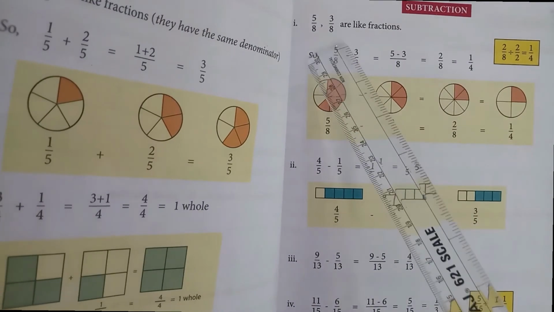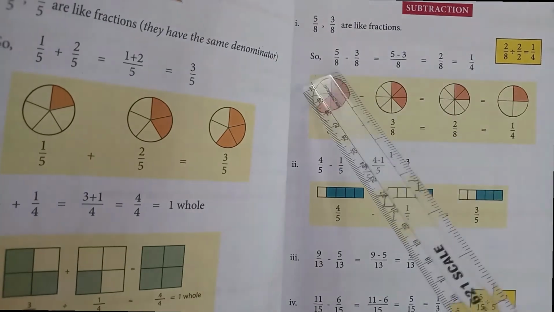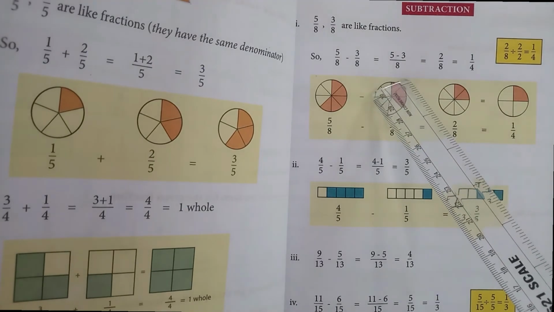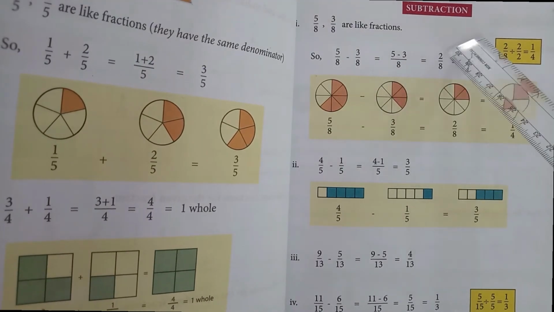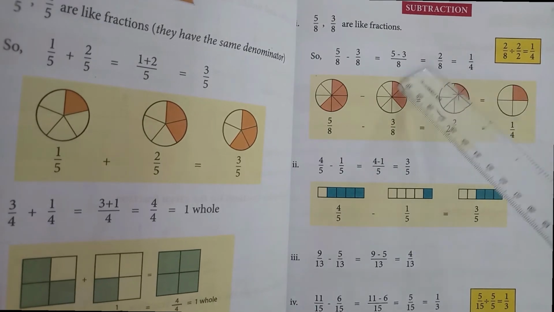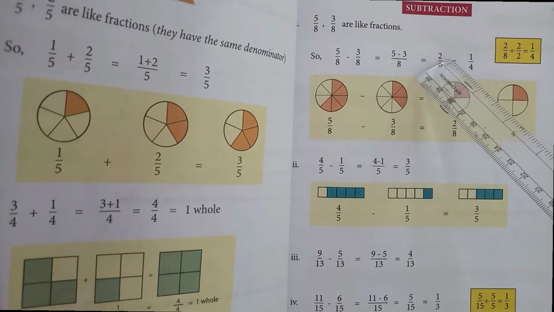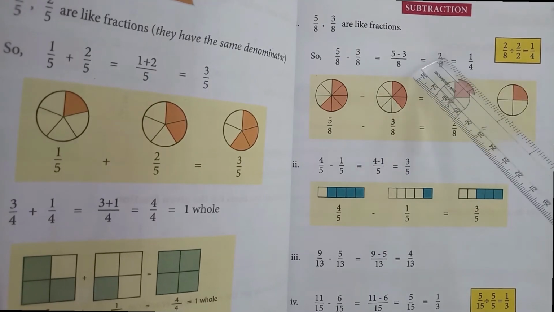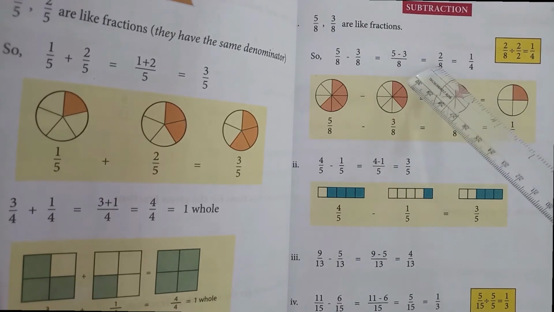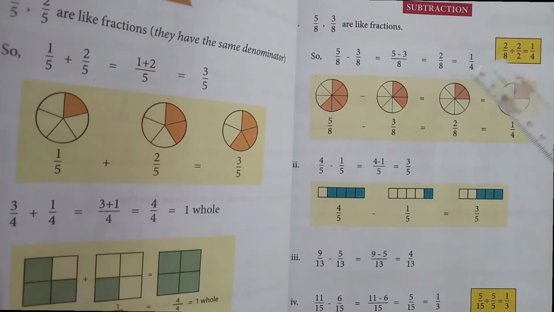Now, subtraction here. 5 by 8 minus 3 by 8 are like fractions. So, 5 by 8 minus 3 by 8 is equal to 5 minus 3 by 8, that is equal to 2 by 8. The answer is 1 by 4. That means we have checked the multiplication and simplified here. How many times does this 2 go? 2 1s are 2. 2 4s are 8. Right? So, 2 by 8 divided by 2 by 2 is equal to 1 by 4, is the answer.